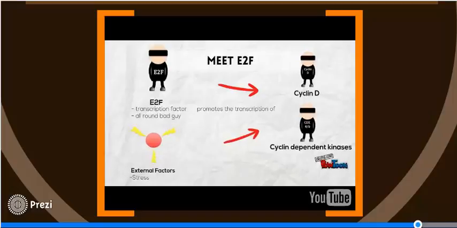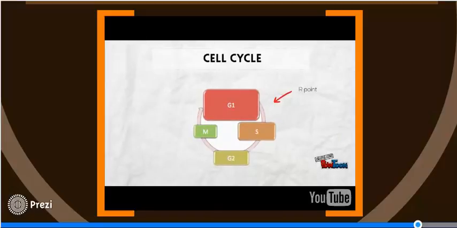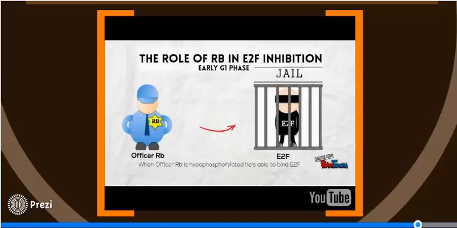Extracellular signals, such as stress, can also increase cyclin D levels. You can think of him as your criminal ringleader with his accomplices. Cells go through a number of cell cycle stages to proliferate, including G1 phase, synthesis, G2 phase, and mitosis. Our friendly officer RB and criminal ringleader collide in G1. Hypophosphorylation of officer RB results in the arrest of ringleader E2F, locking him away and preventing his nefarious acts of initiating proliferation.